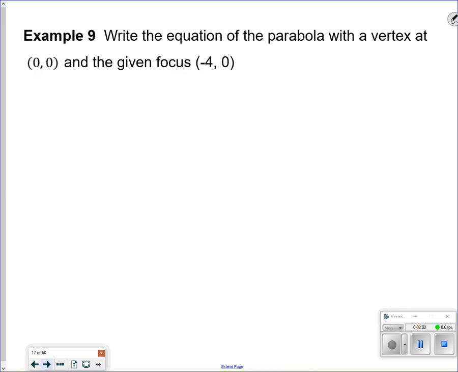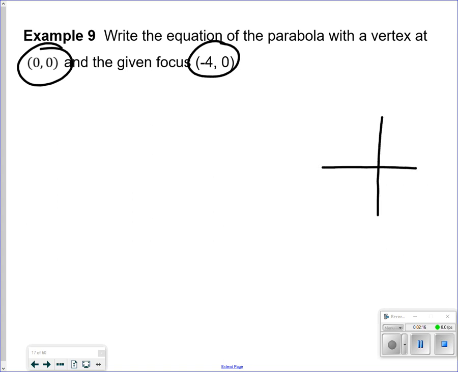Next one. Write the equation of the parabola with the vertex at 0, 0. So again, if you can get the vertex, that saves a lot of problems, and a focus at negative 4, 0. So I'm going to sketch this. I've got a parabola that's at 0, 0, and a focus at negative 4, 0.